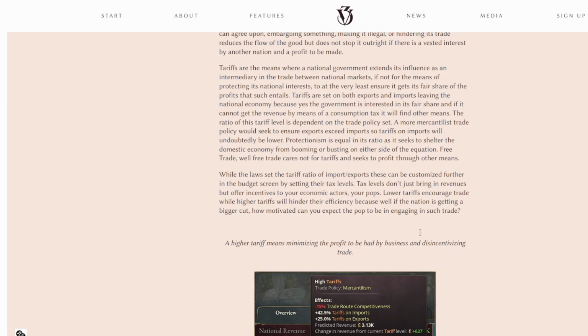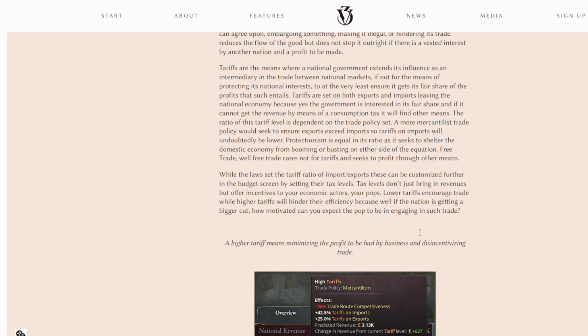Tariffs are the means where a national government extends its influence as an intermediary in the trade between national markets, if not for the means of protecting its national interests, to at the very least ensure it gets its fair share of the profits that such entails.